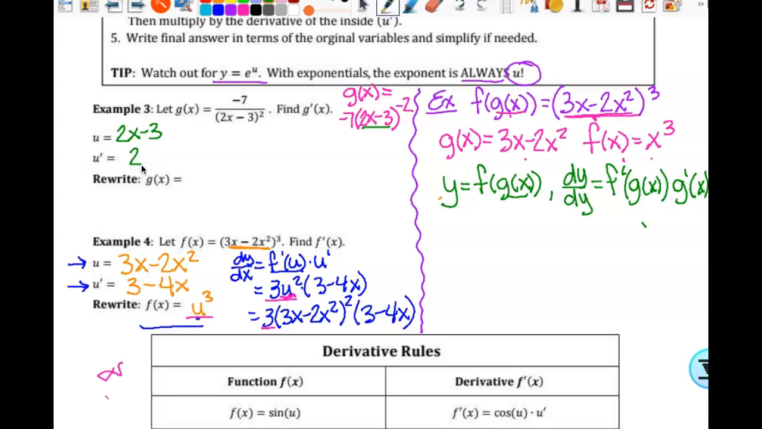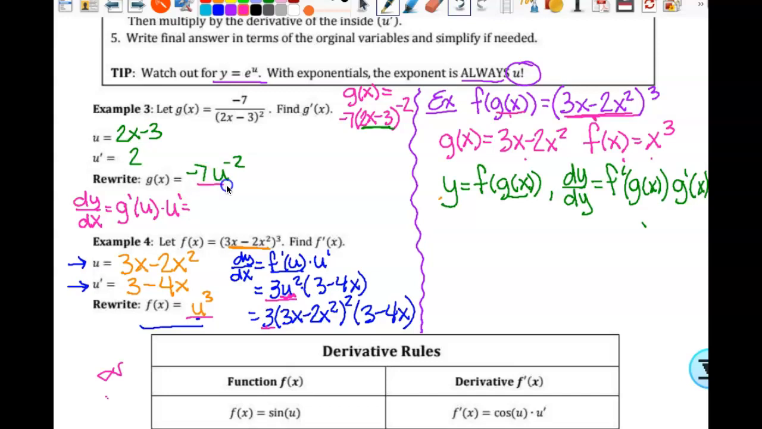So then I have to rewrite g of x. I just took this out and called it u. So this is now -7 times u to the -2 power. Everybody good with all that so far? So our rule is for dy dx, it's going to be f prime, oh, this is g. Maybe I should use g. g prime of u times u prime. Okay.